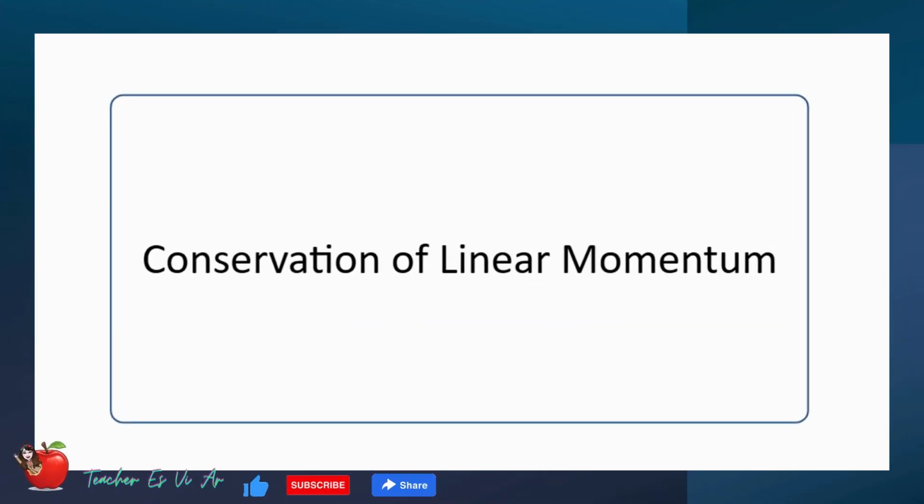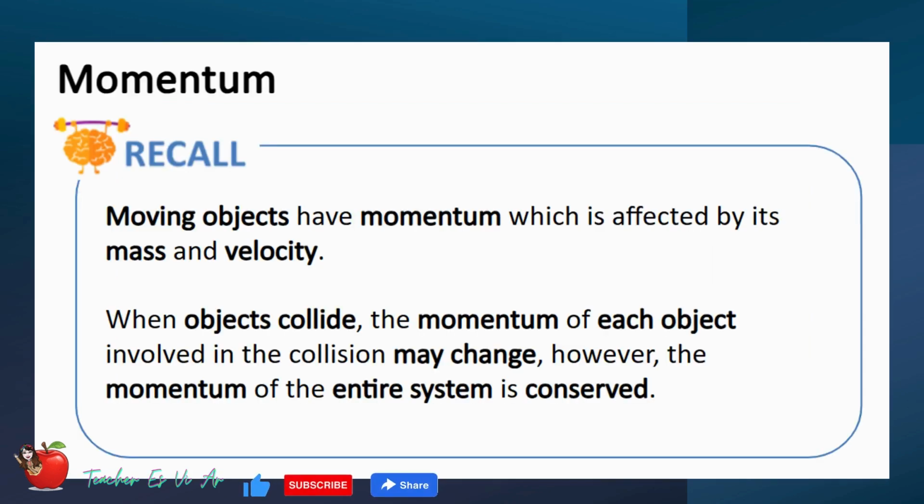Hi. Our topic is about inferring that the total momentum before and after collision is equal. Let's begin. Previously, we have discussed that moving objects have momentum which is affected by its mass and velocity. We also know that when objects collide, the momentum of each object involved in the collision may change. However, the momentum of the entire system is conserved.